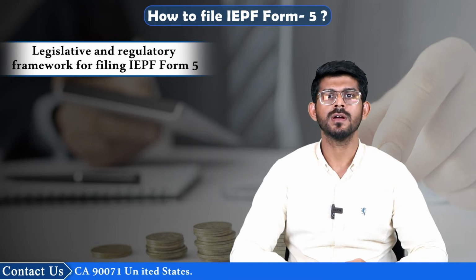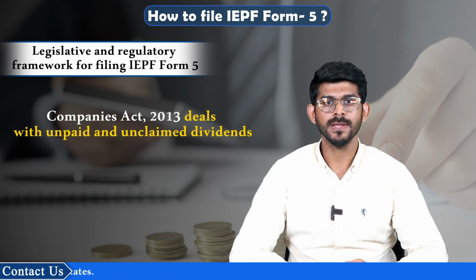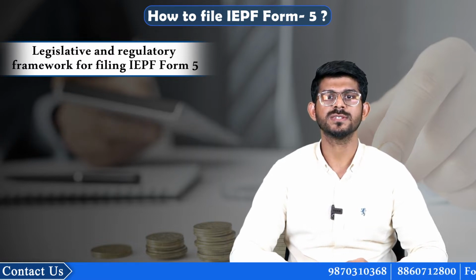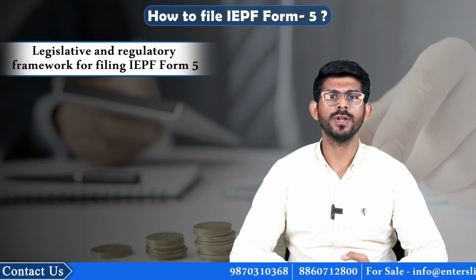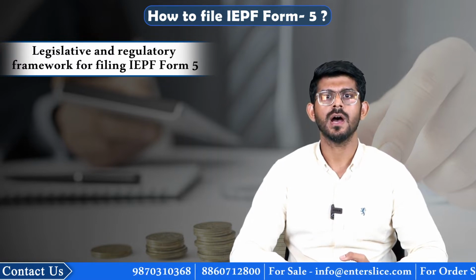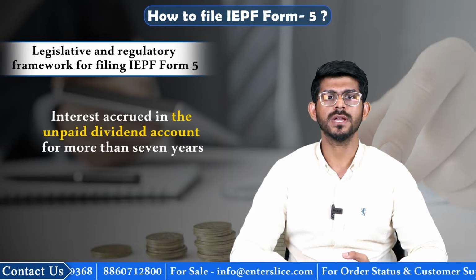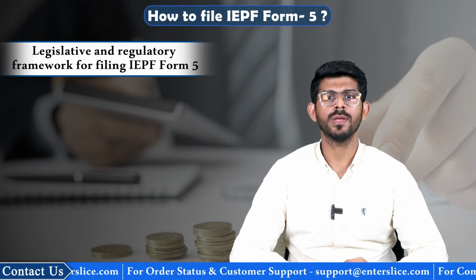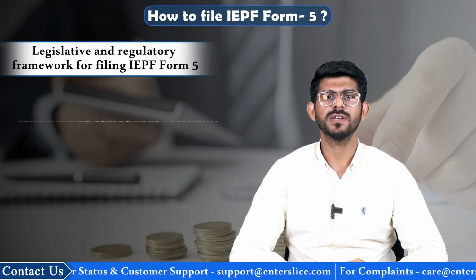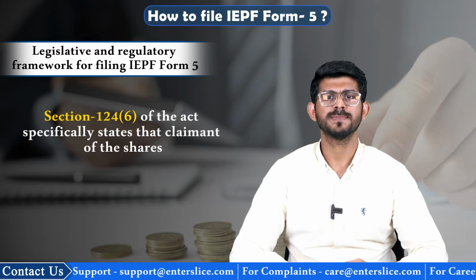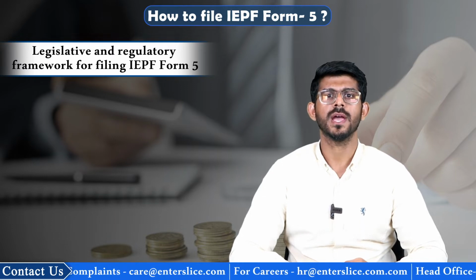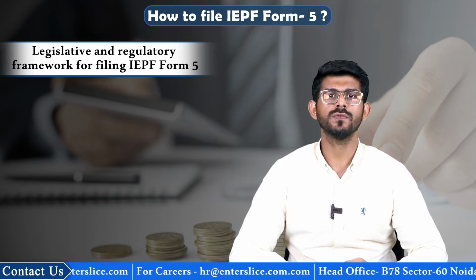Now, we will discuss what is the legislative and regulatory framework for filing IEPF Form 5. The Companies Act 2013 deals with the unpaid and unclaimed dividends which are transferred to the Investor Education Protection Fund. Under Section 124 Clause 5 of the Act, the company, after transferring the dividend or any interest accrued in the unpaid dividend account for more than 7 years, is eligible to transfer it to an IEPF account. Further, the proviso of Section 124 Clause 6 of the Act specifically states that the claimant of the shares can get their shares transferred from the IEPF according to the procedures and filing of the required documents.